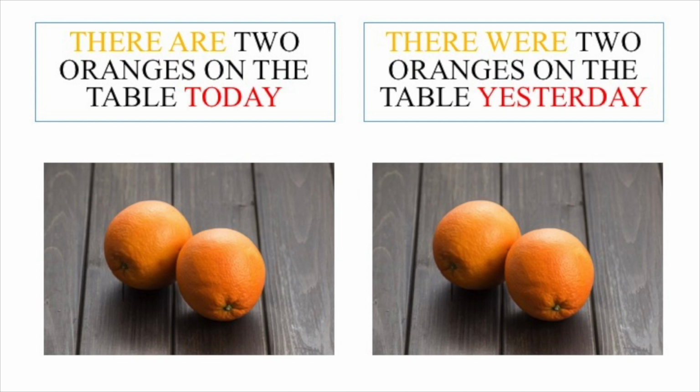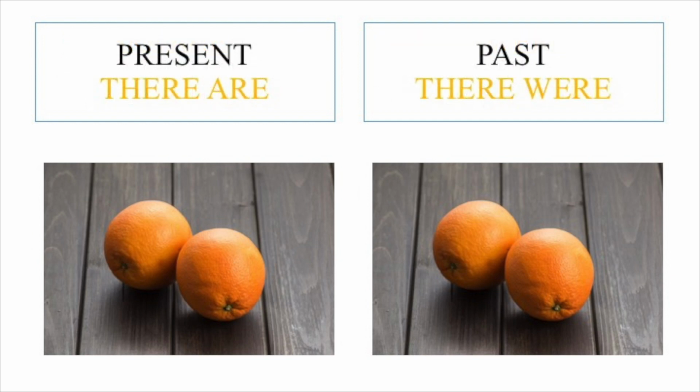Oranges, because it's plural. But if we talk about the past, we won't say there was. We say there were 2 oranges on the table yesterday. You see, there is, there are for singular objects, there was, there were for plural objects. Present, there are. Past, there were.